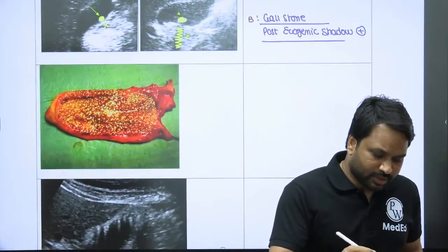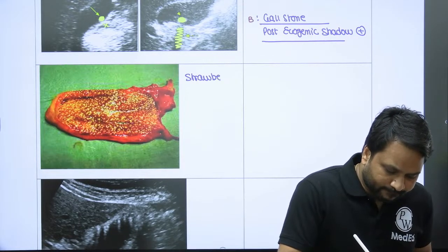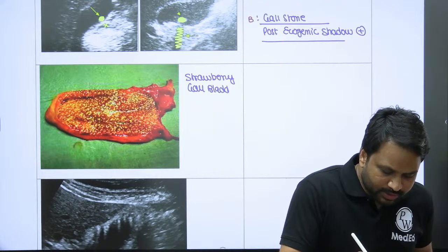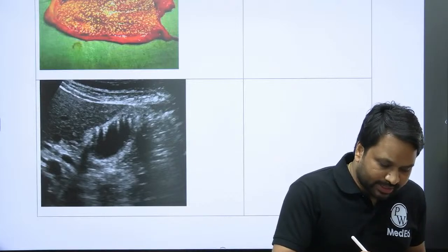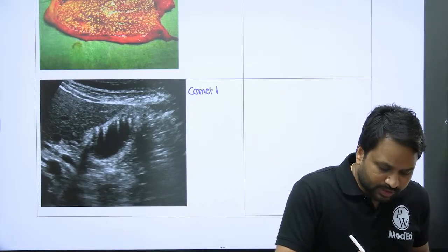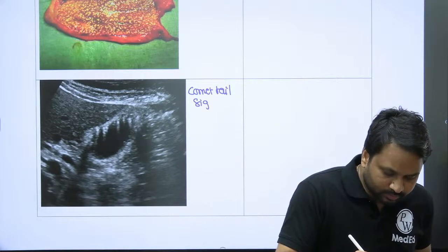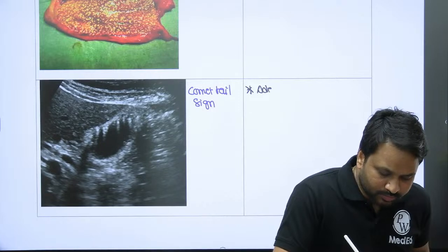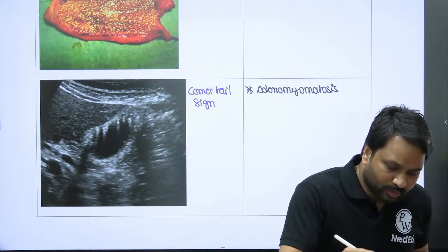Next one, the image is strawberry gallbladder. This is an example of cholesterosis, but remember strawberry gallbladder. You can see this is your comet tail sign. The comet tail sign on an ultrasound in a gallbladder is classical for adenomyomatosis.